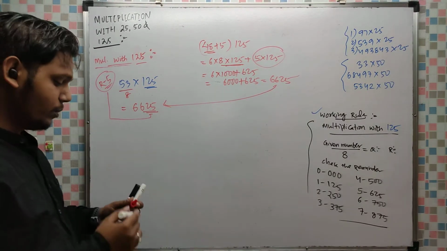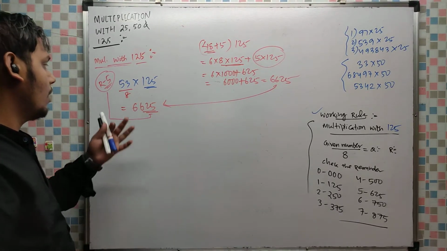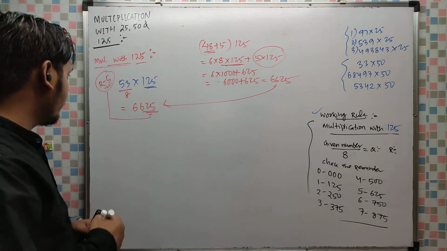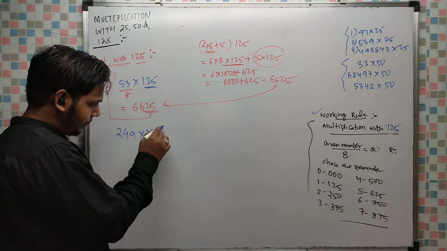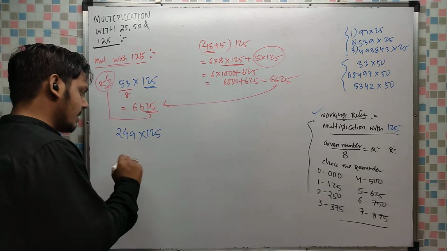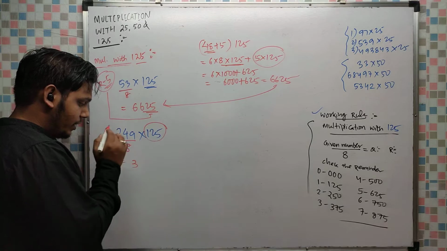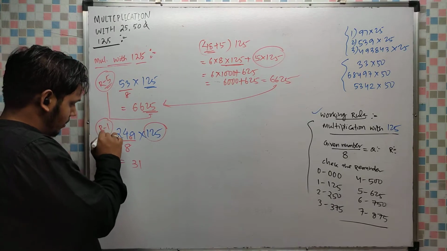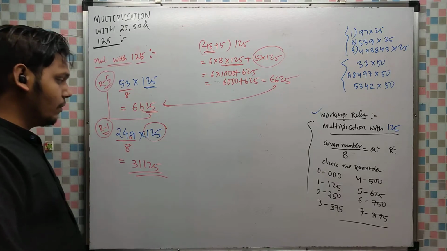But you don't need to go through that method. It is just to explain, if somebody asks you how this is happening. Now take another number, like 249 into 125. Again the same process: if it is multiplied with 125, divide by 8. 8 3 24, remainder is 0. Now 8 1 8, remainder is 1. So for remainder 1, it is 125.